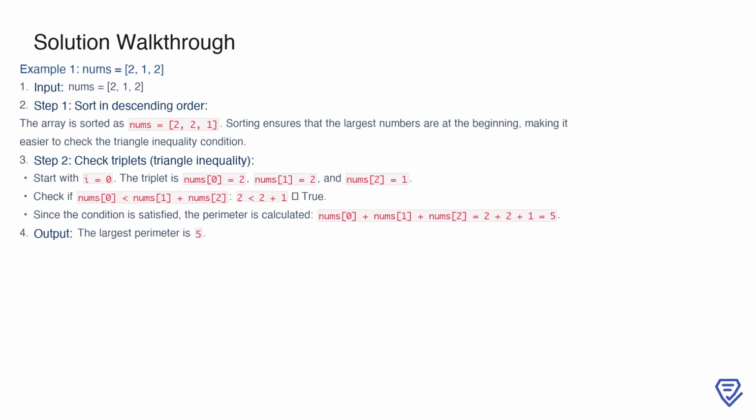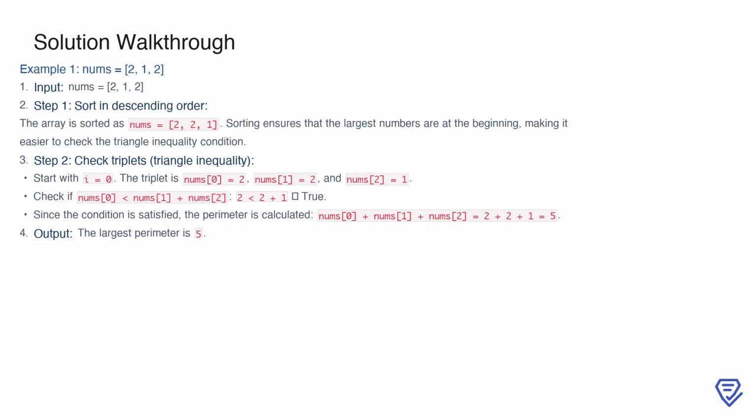Here, we start with the input array nums equals [2, 1, 2]. The first step is to sort the array in descending order, which gives us nums equals [2, 2, 1]. By sorting, we place the largest numbers at the beginning, making it easier to evaluate potential triangles. Next, we check the first triplet formed by the 3 largest numbers, nums[0] equals 2, nums[1] equals 2, and nums[2] equals 1.